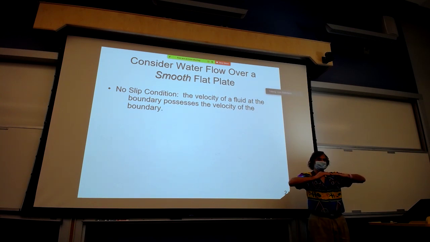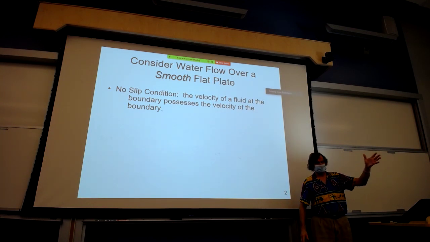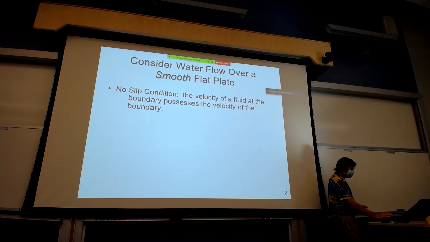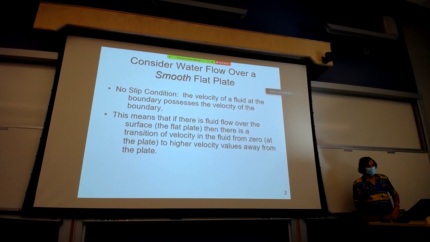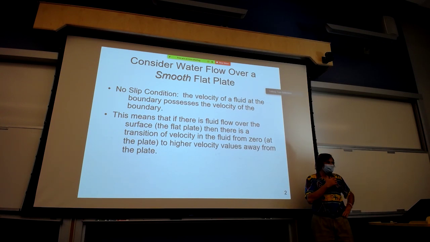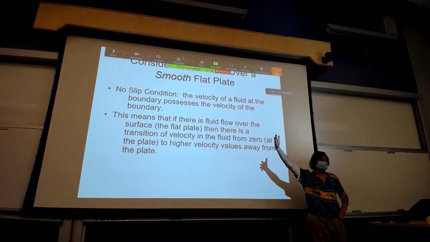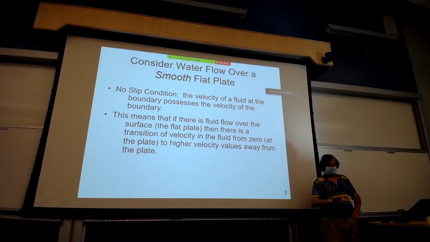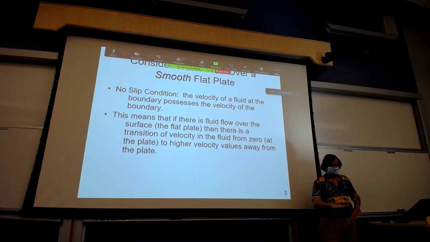So if the plate's sitting still and the fluid's moving over it, at the plate boundary, that fluid molecule will have the velocity of the plate, 0, just sitting there. However, because the fluid above the plate is moving, there has to be a transition in velocity from that of the plate, again, if it's sitting still, that's 0, to whatever that free stream velocity is, capital U.